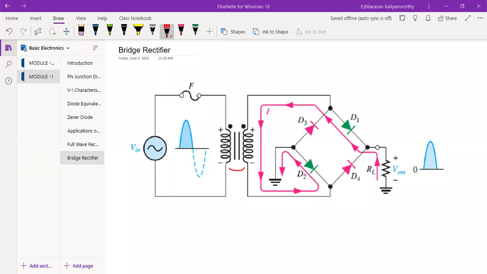The bridge rectifier normally doesn't require a center tapped transformer, and it is used along with the transformer for efficient usage. Only the 2-diode full wave rectifier uses a center tapped transformer, and that was used in vacuum tubes.